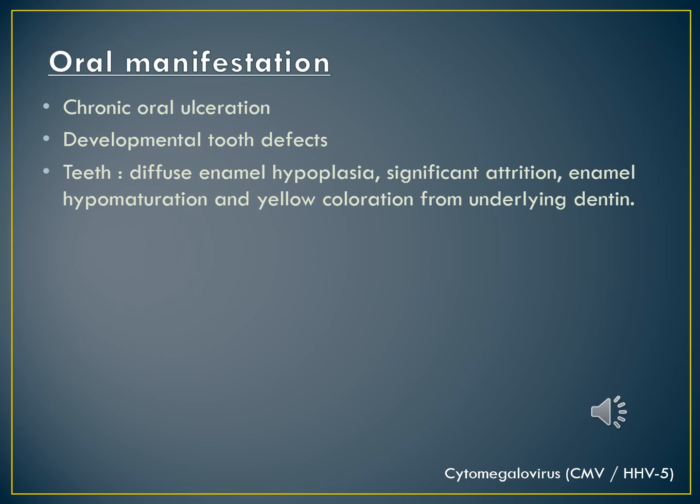Oral manifestations of CMV infection are chronic oral ulceration that is associated with HIV infection and other immunosuppressive conditions. Neonatal CMV infection can produce developmental tooth defects. The teeth exhibit diffuse enamel hypoplasia, significant attrition, enamel hypomaturation, and yellow coloration from underlying dentin.